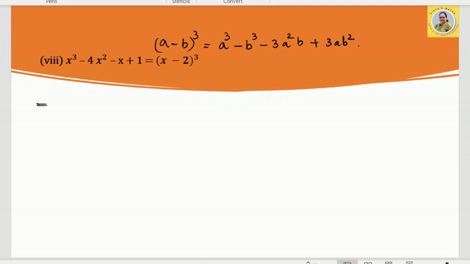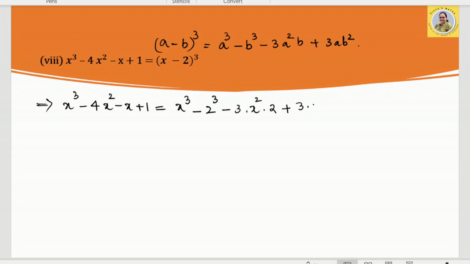Okay. So write LHS as it is, which is x cube minus 4x square minus x plus 1 is equals to, now let us expand x minus 2 whole cube. So a cube is nothing but x cube, minus b cube is 2 cube, minus 3 into a square is x square into b is 2 plus 3 into a is x and b square is 2 square.